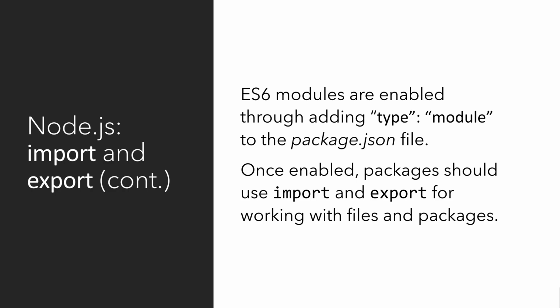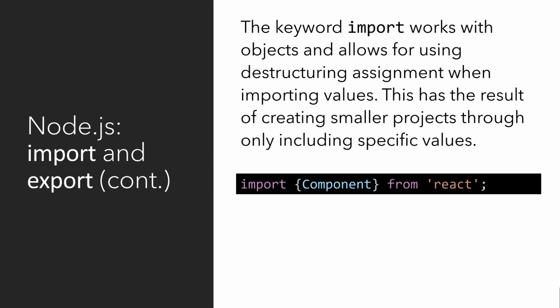ES6 modules are enabled through adding type module to the package.json file. Once enabled, packages should use import and export for working with files and packages. The keyword import works with objects and allows for using destructuring assignment when importing values. This has the direct result of creating smaller projects overall through only including very specific values wanted from a package or another file. The import keyword works in connection with the export keyword.